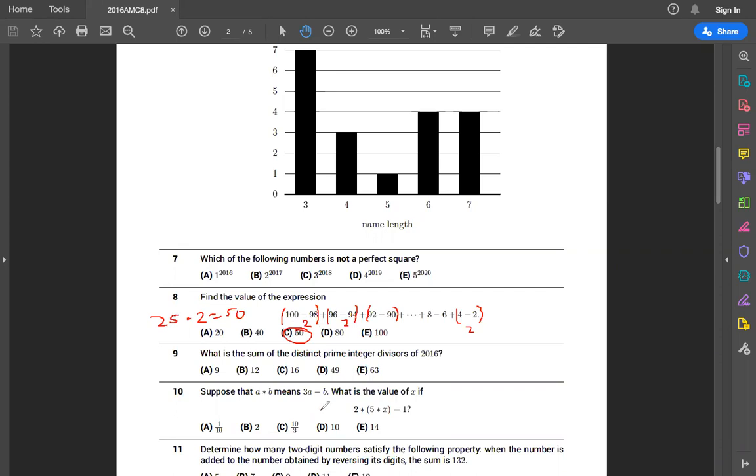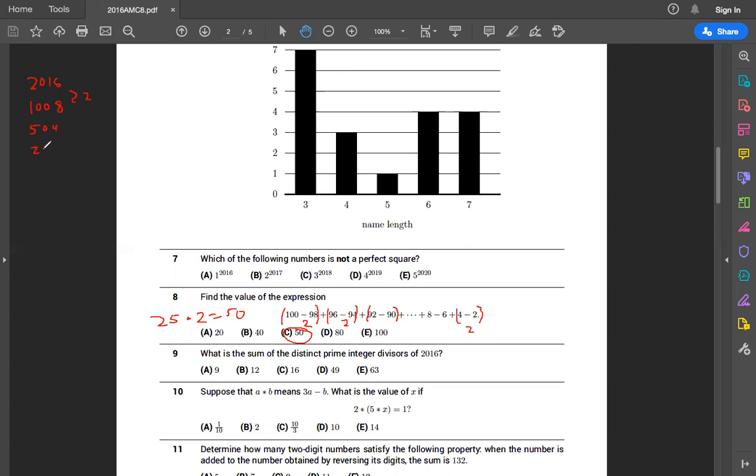Okay, problem 9. We want to know the sum of the distinct prime integer divisors of 2016. There isn't really any smart way to do it. We just have to go through the division. So we can start by dividing by 2. That's pretty clear that we can do since 6 is even. So I'll just go through the factorization now.